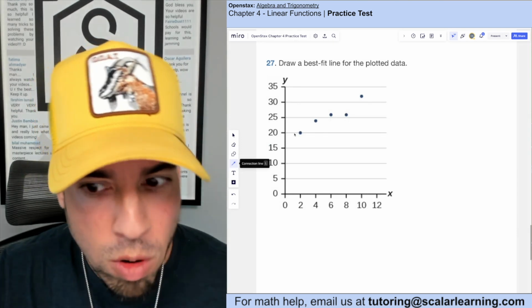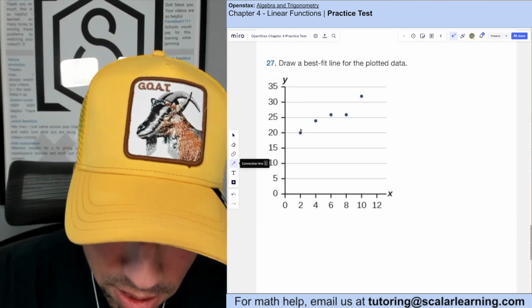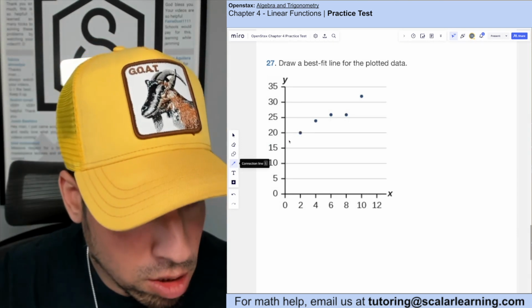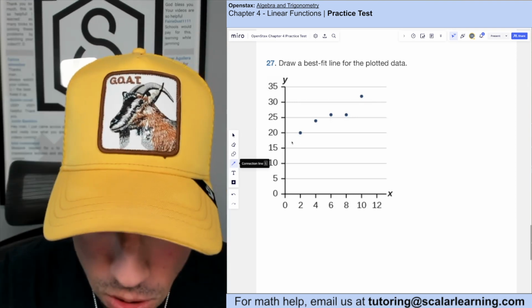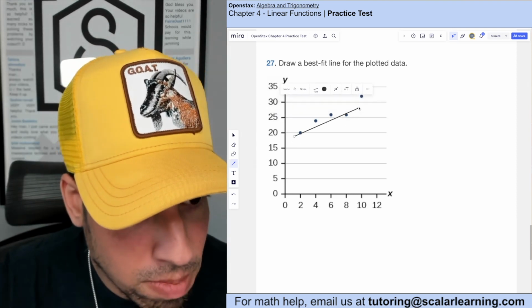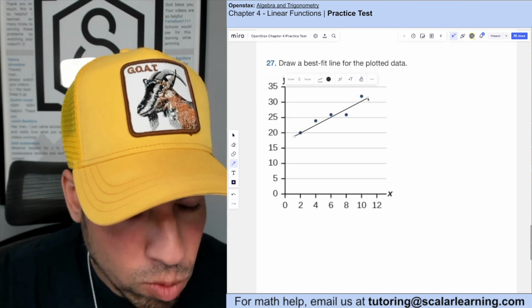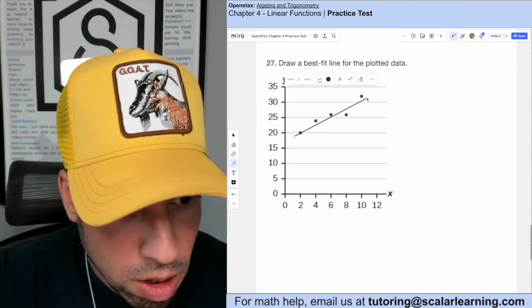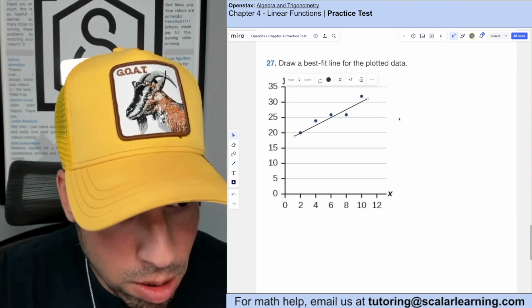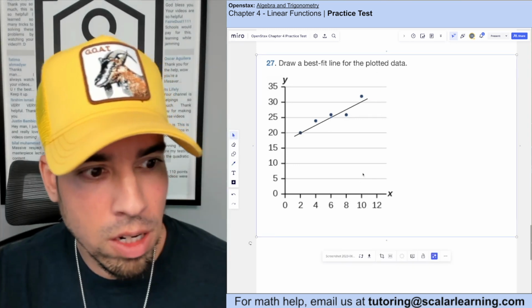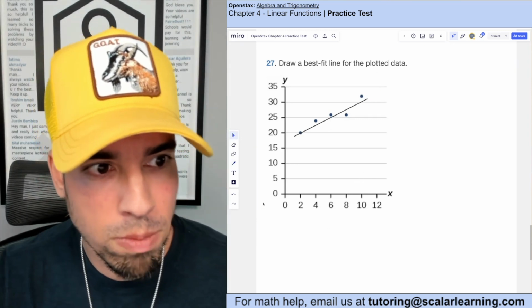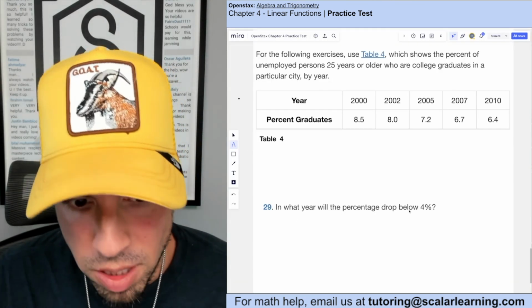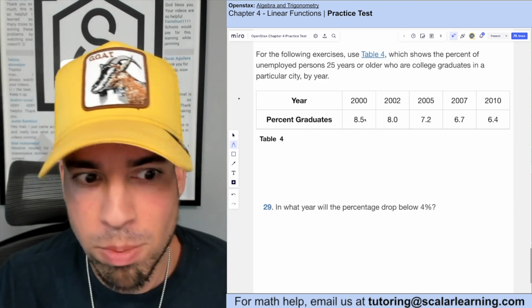So for this one, we draw a line of best fit. We're just trying to get a line that goes to the best of our ability through the middle of all of these points. So something like this would be a nice line of best fit. You see there's a nice distribution of points above and below that line. So there's a nice approximation for the best fit line. Boom, done. So this question asks, in what year will the percentage drop below 4% for the percent graduates?